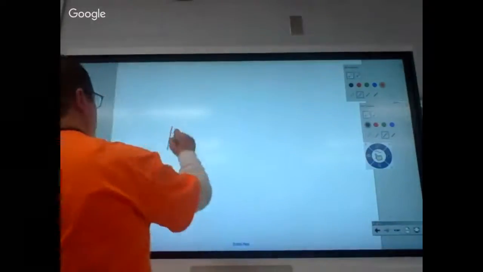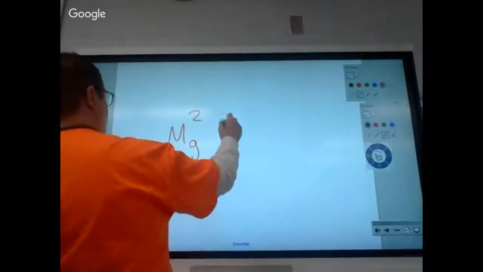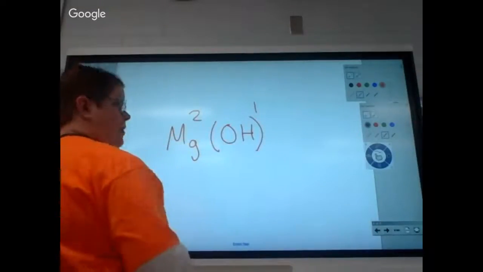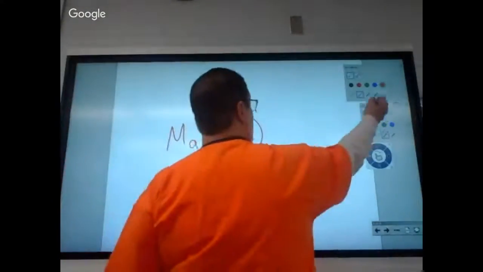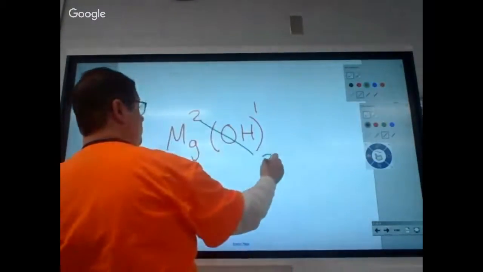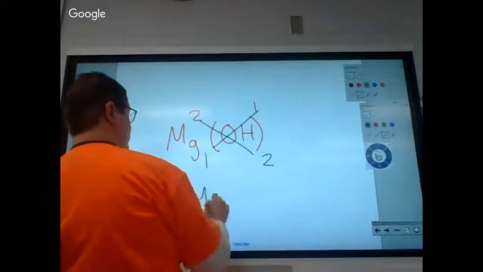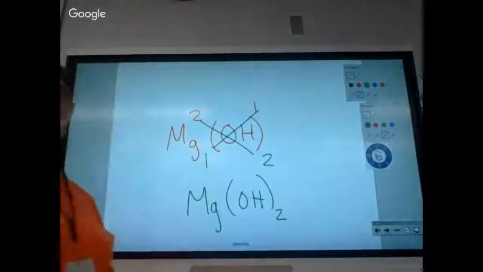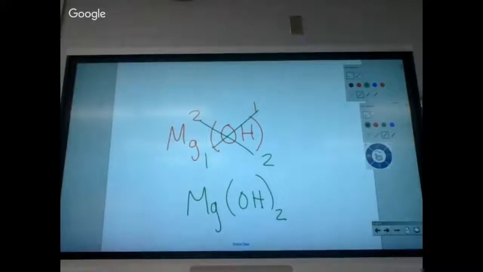Number 7, need to look over myself. Magnesium has a 2. Hydroxide is OH, has a 1. Parentheses around the polyatomic ion. Right. So bring your 2 down and your 1 down. You get Mg(OH)2. Like that. Okay? Anybody else? No?